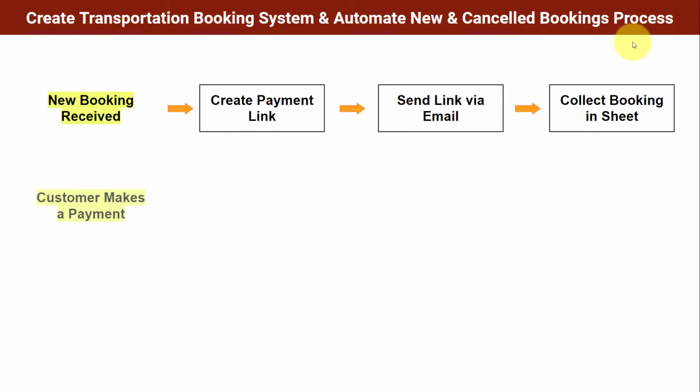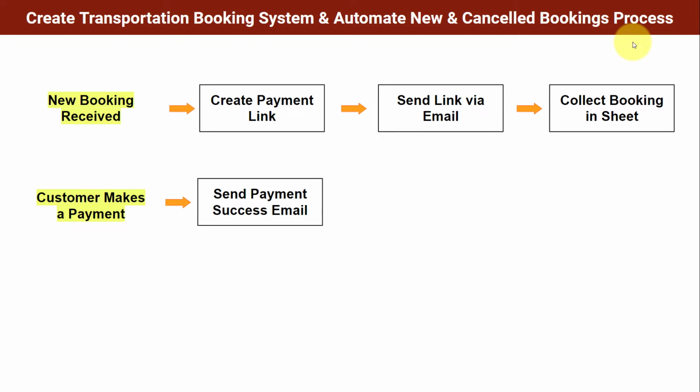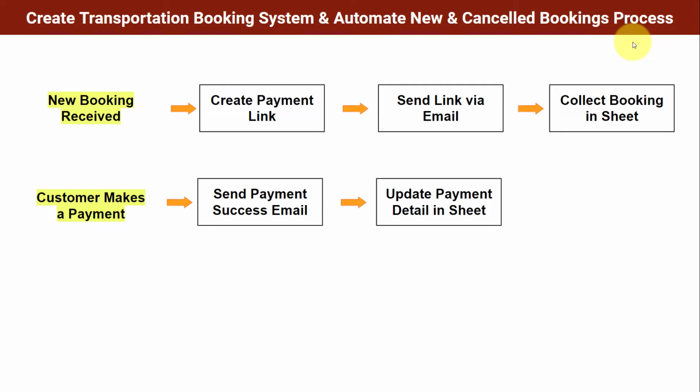Now what will happen when the customer will make a payment? So we are going to automatically send a payment success email to our customer, and then we are going to update a spreadsheet and will change the status from unpaid to paid. Okay, so this is going to be the second scenario of our automation.